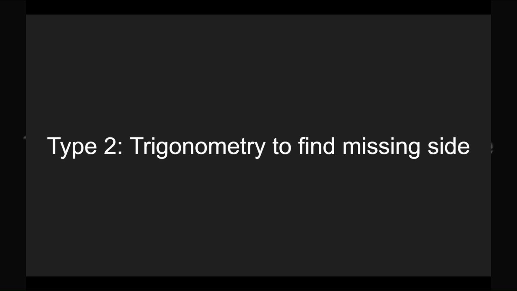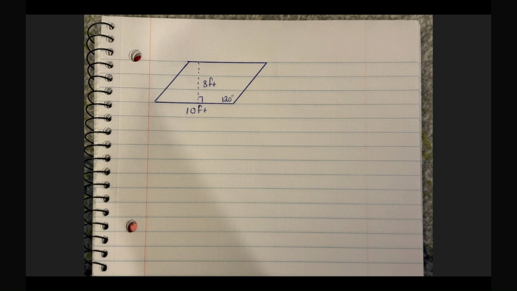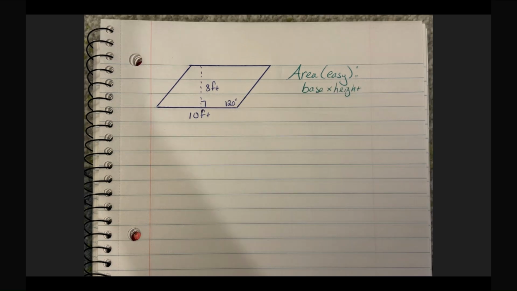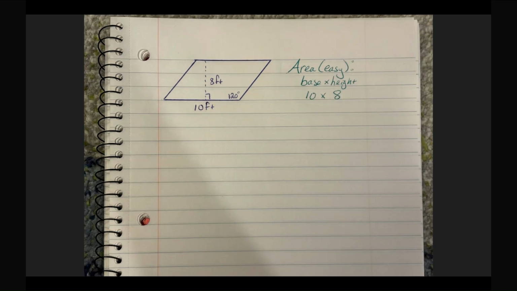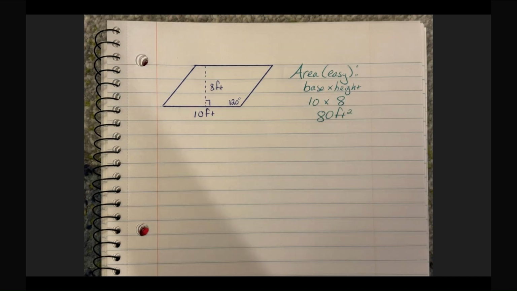For problem type 2, we're going to need to use trigonometry to find a missing side. So in this example, we are told the height inside the parallelogram. We don't know the slant length along the side. So this time finding the area is easy because area is just base times height. So we can do 10 times 8 and find that our area is 80 feet squared. Again, base times height, we've already got the perpendicular height to the base. That one is nice and straightforward for us.